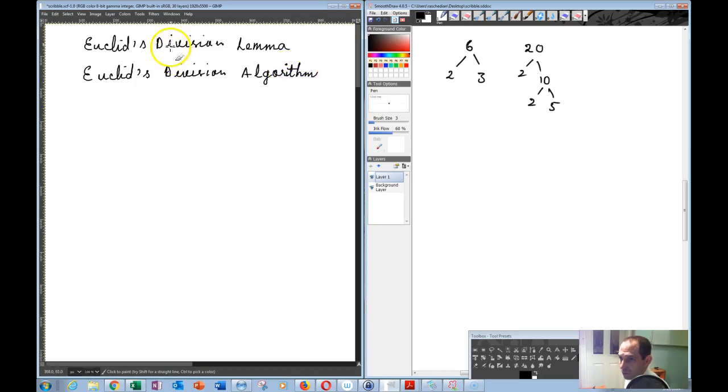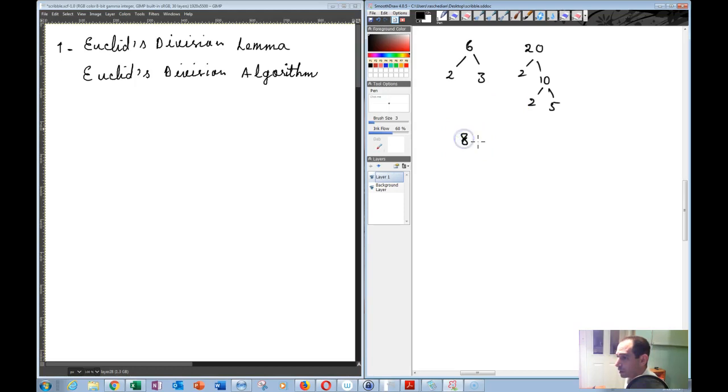Okay, so what these two are: the first one, Euclid's division lemma, is basically a statement of the division algorithm that we normally do. For example, when we say that you have 8 and 3, two numbers, if you divide 8 by 3, you will get 8 equals 2 times 3, which is 6, and then you have a remainder of 2.